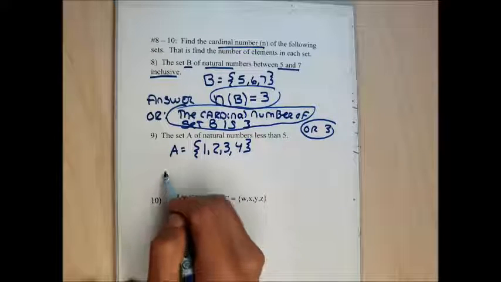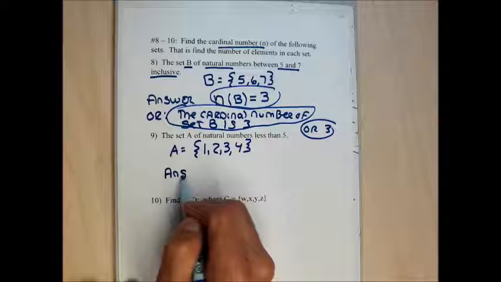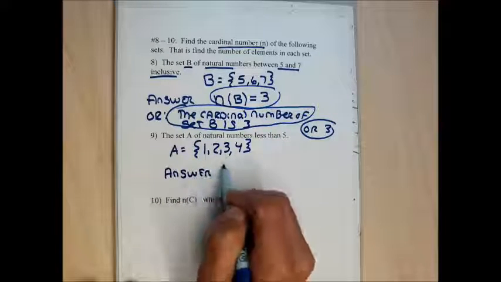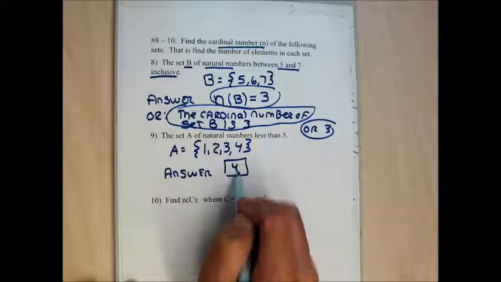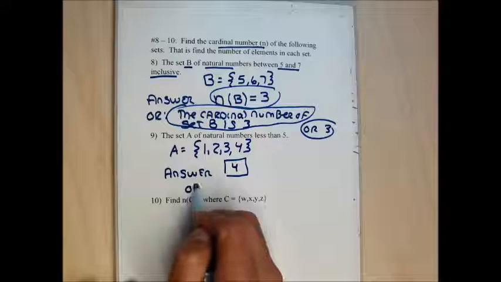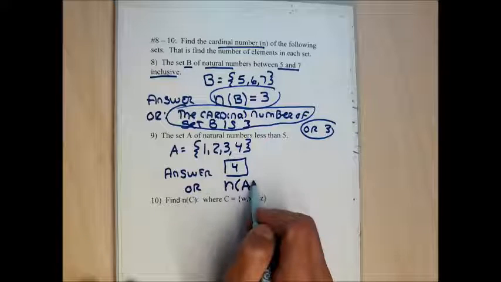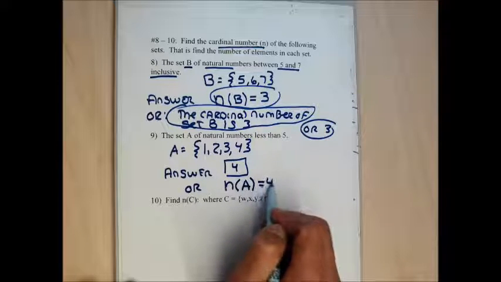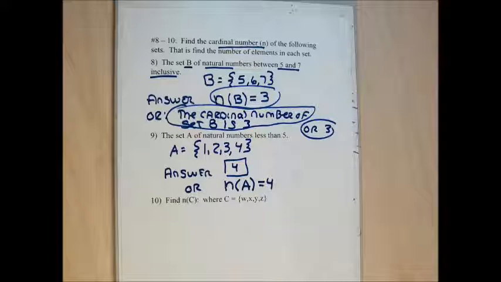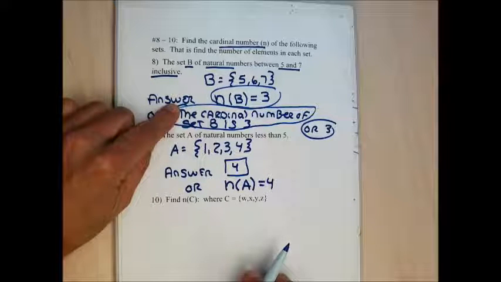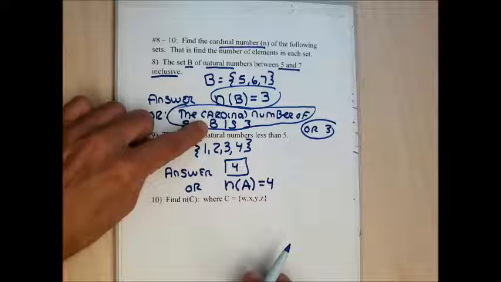For my answer, probably the laziest answer would be just to write the number 4. There's 4 elements in the set. If I want to do something a little bit nicer, I can do the lowercase n with an A in parentheses and say the number of elements in set A is 4. And if I cared to write a sentence, I could say the cardinal number of set A is 4.